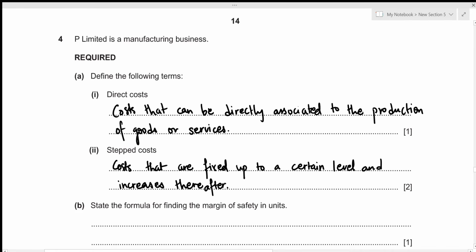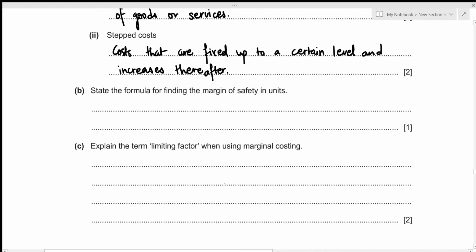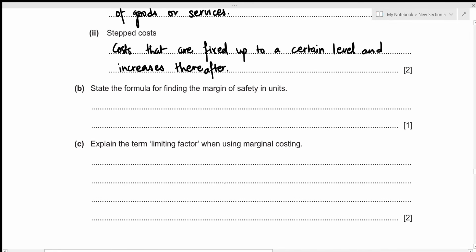Alright, this completes the first part. Let's move on to the second one. We need to state the formula for finding the margin of safety in units. So the formula for margin of safety is just the difference between maximum output in units and the break-even point in units. So the formula is just going to be margin of safety in units.